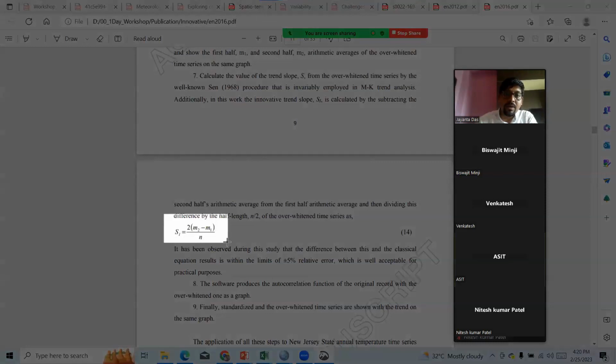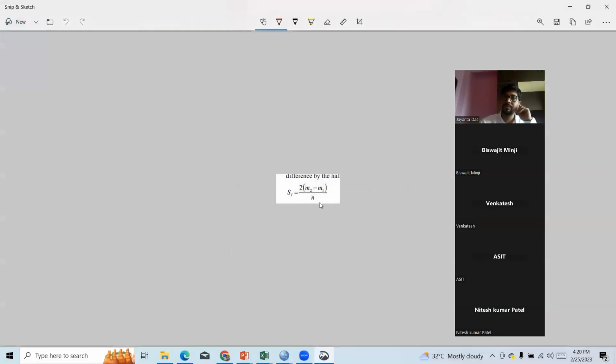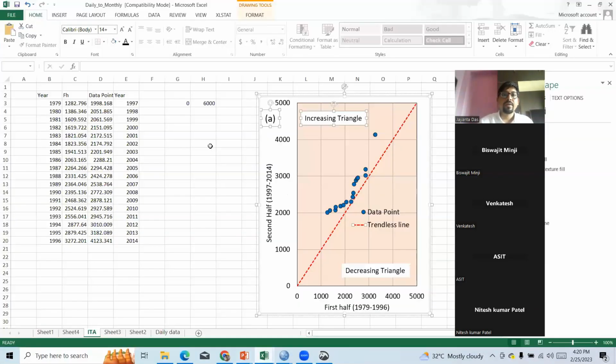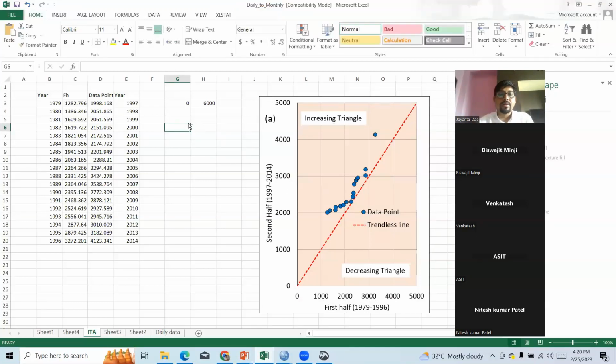So this is our formula. S1, mean magnitude of slope. According to Jacquier in 2016, he calculated the magnitude of slope using this formula. What is magnitude of slope? What is the difference between 2012 and 2016?